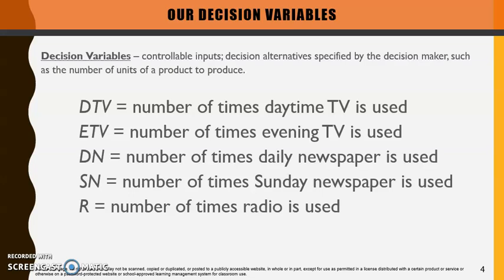So we have 5 decision variables, and the notation here is the way that you see. It is some sort of initials. DTV is the number of times daytime TV is used. ETV, number of times evening TV is used. DN, number of times daily newspaper is used. And about SN and R, the same way.